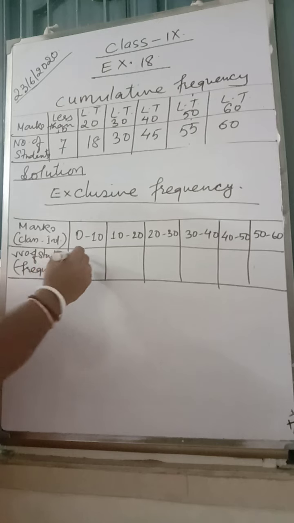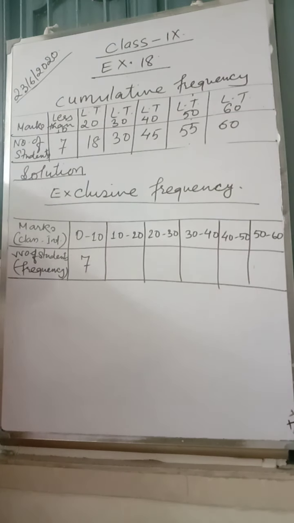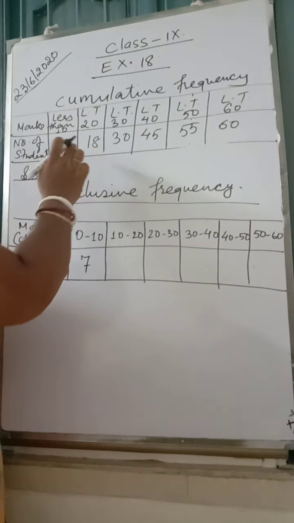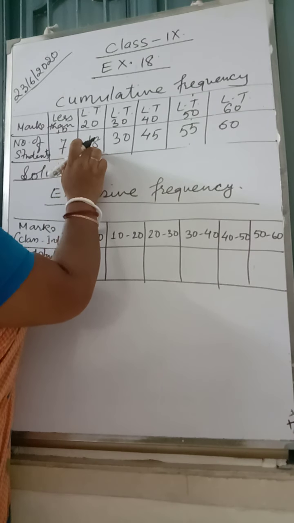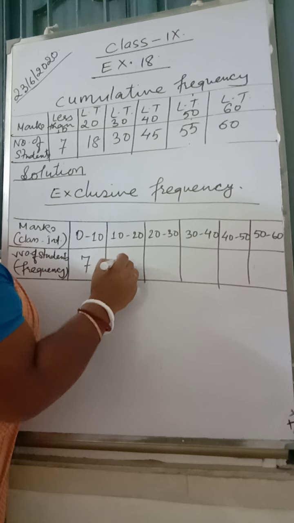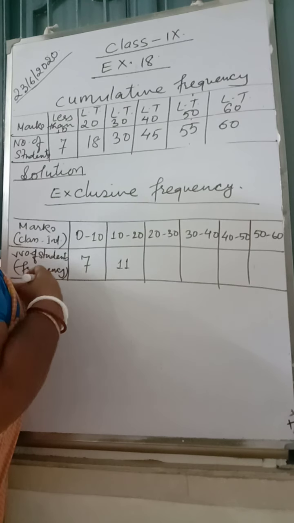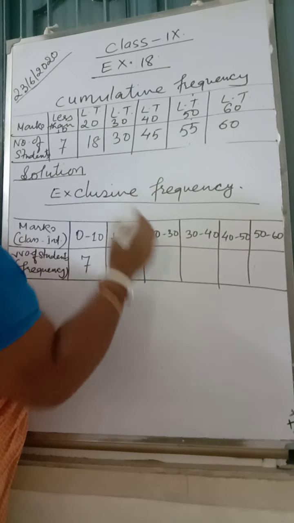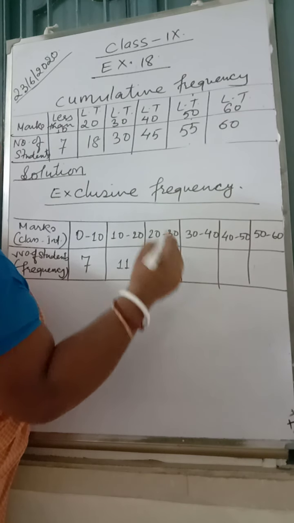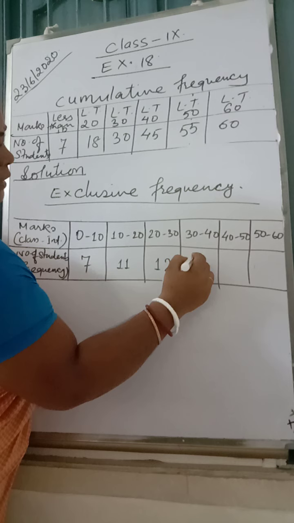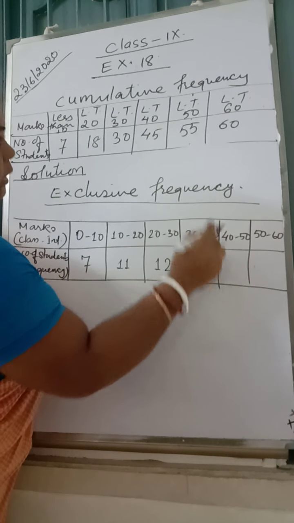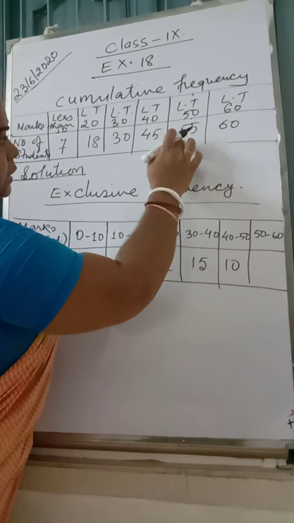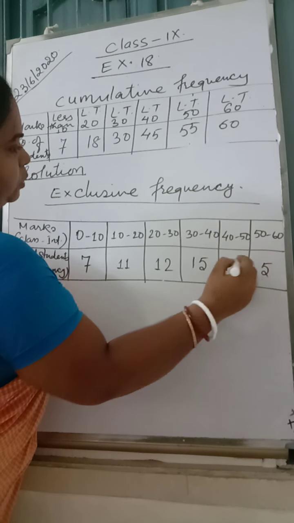Now less than 10 there are 7, so I have written 7. Now less than 20 there are 18. It is a cumulative frequency. So to get the frequency, what we have to do? We have to subtract 7 from 18, which gives 11. So between 10 to 20 there are 11 students. Now between 20 to 30 there are 30 minus 18, 12 students. 45 minus 30, 15 students. 55 minus 45, 10 students. And 60 minus 55, this is 5 students.